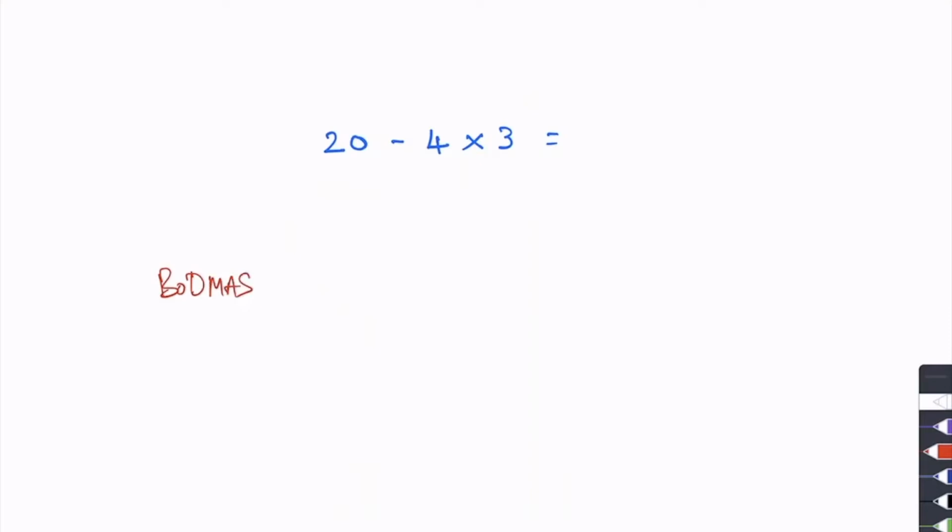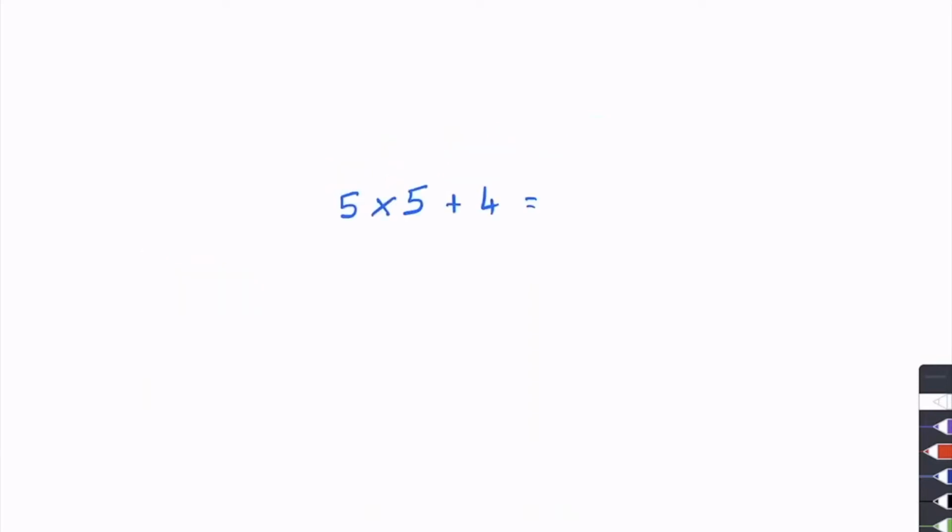Okay, let's look at this one. 20 minus 4 times 3. Are there any brackets? No. Are there any divisions or multiplications? Yes. Let's do those first. 4 times 3 is 12. We still need our subtraction here, and we still need our 20 here. So let's rewrite that. That gives you 20 minus 12, which gives you 8. Now, if you didn't do that, and you did the calculation in the order you see it, 20 minus 4 is 16, and 16 times 3 gives you 48. So we have a totally different answer.